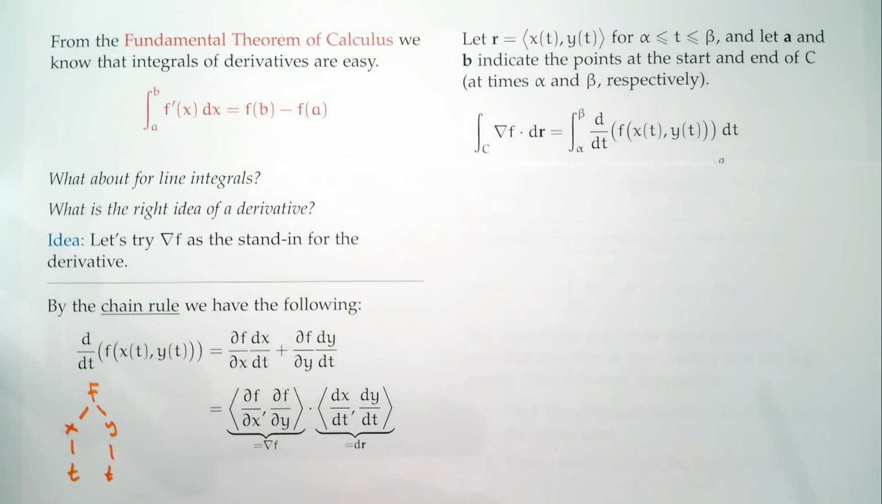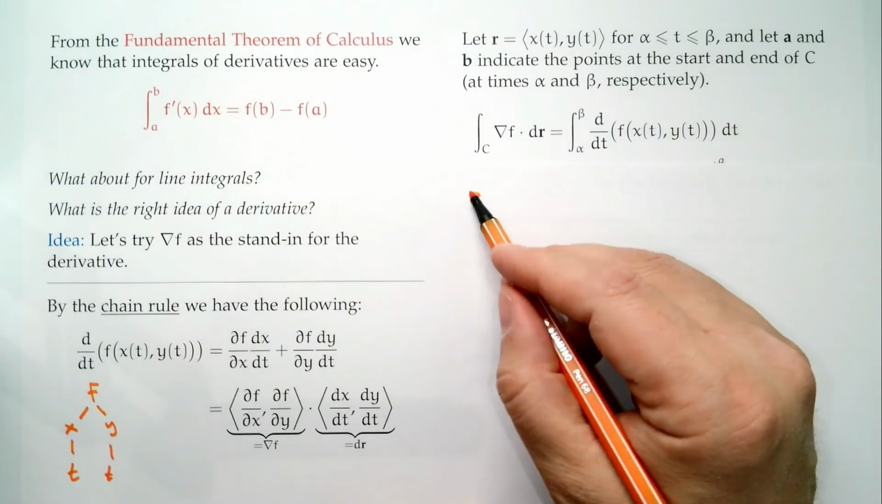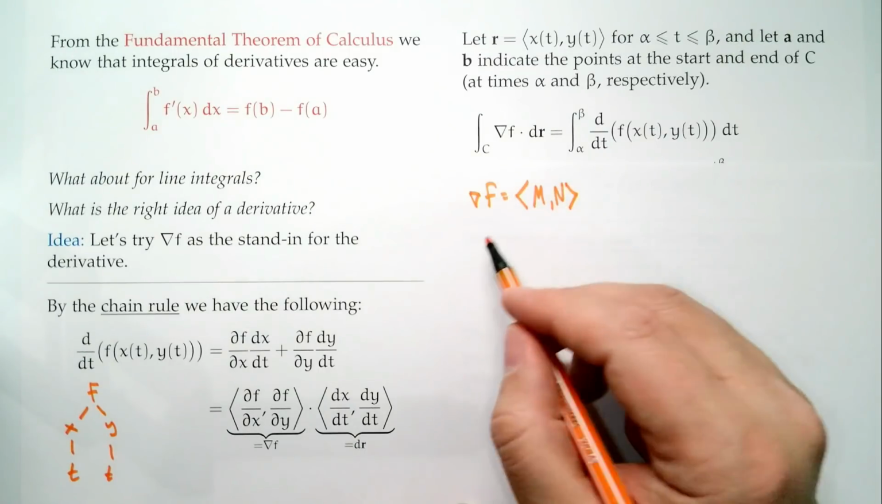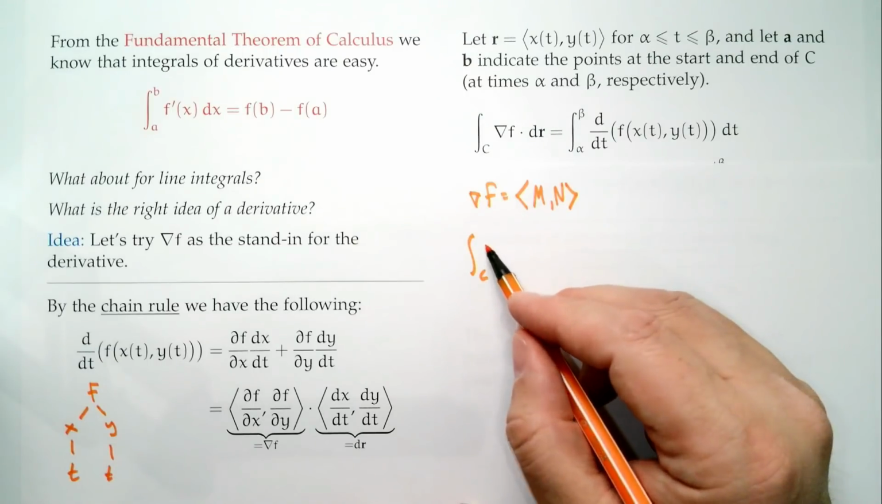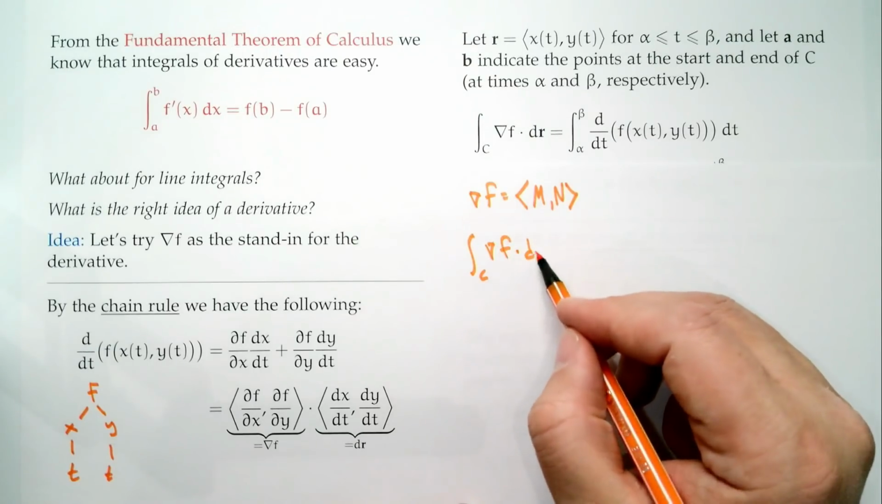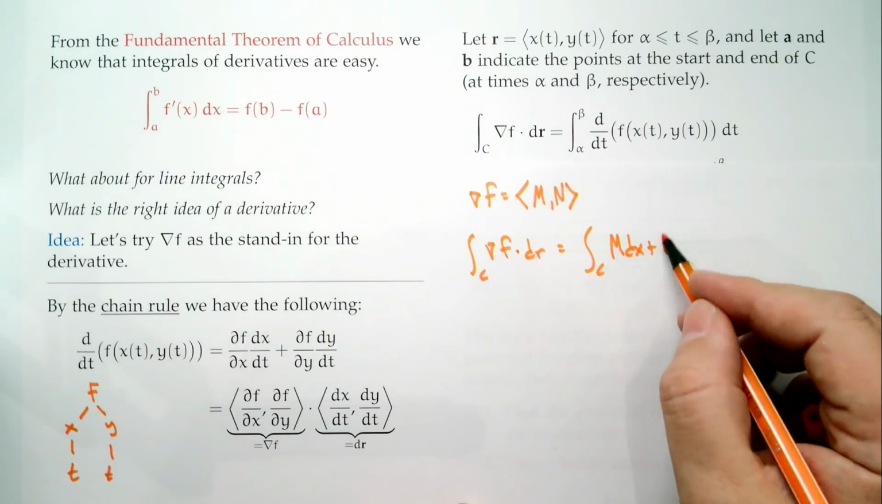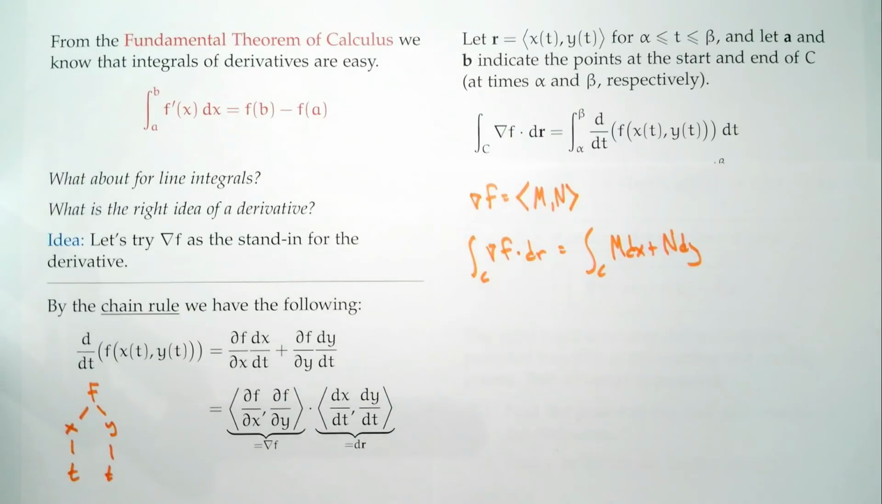So in particular, if we had the gradient of f, where f happens to be some vector valued function M, N, another way to write this integral along the curve, gradient of f dot dr, is the integral along the curve of capital M dx plus N dy. So this really is the type of line integral we talked about before, where we said, okay, put everything in terms of your parameter t. So we do that. We put everything in terms of our parameter.